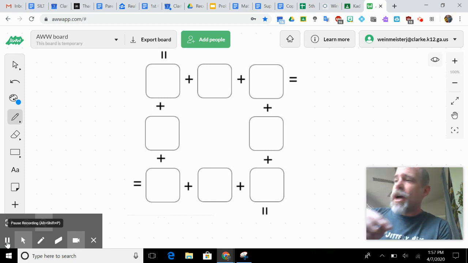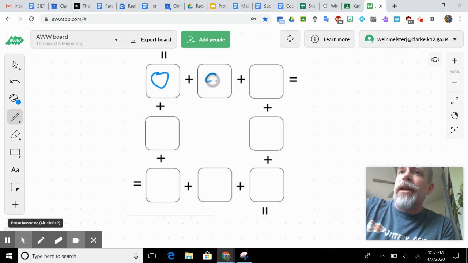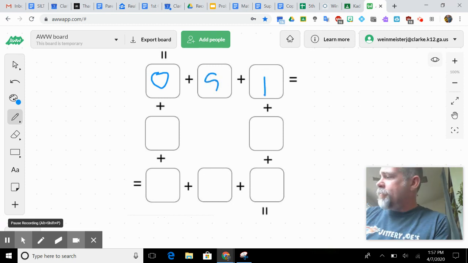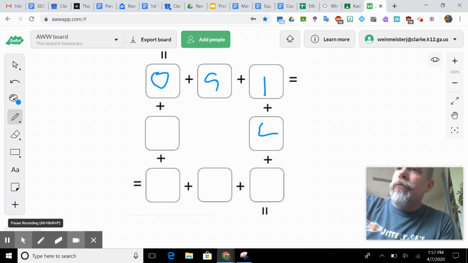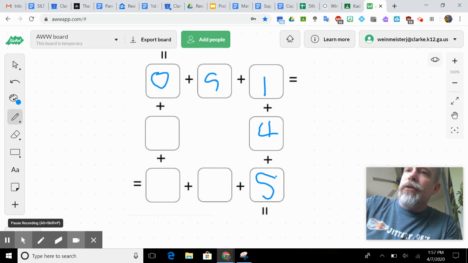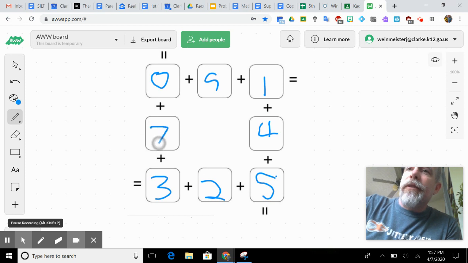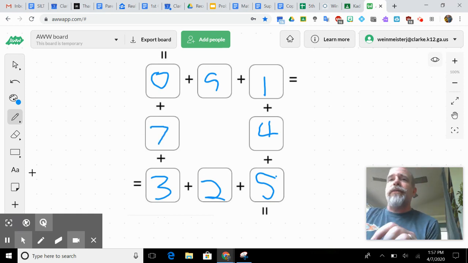I'm now just going to write in the answer. I put a 0 here, put a 9 here, put a 1 here, 4, a 5, 2, 3, and a 7. So my sum was 10 on each one.